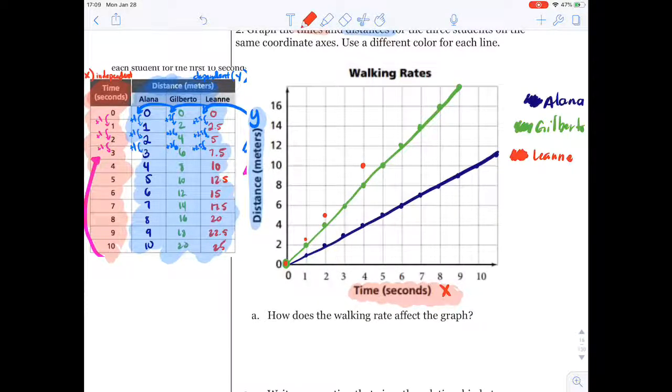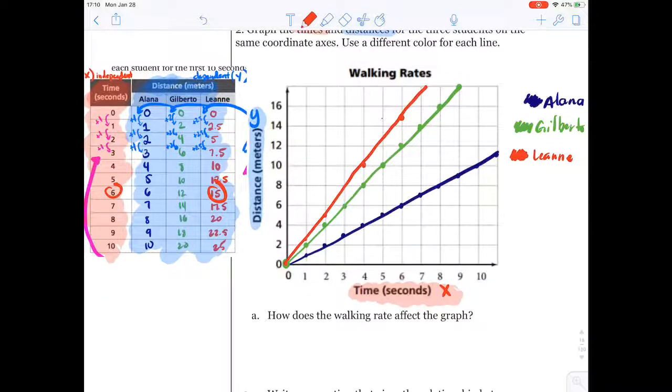What? At 6 seconds, she's at 12. Sorry, at 4, she's at 8 meters. So this one is off. This should be 4, she's at 10. Sorry, I got that right. 4, she's at 10. And then at 6, she's at 15. I was looking at the wrong one. 6, she's at 15, over here. Okay, and I can connect these dots. Oops, a little bit of a crooked line there.